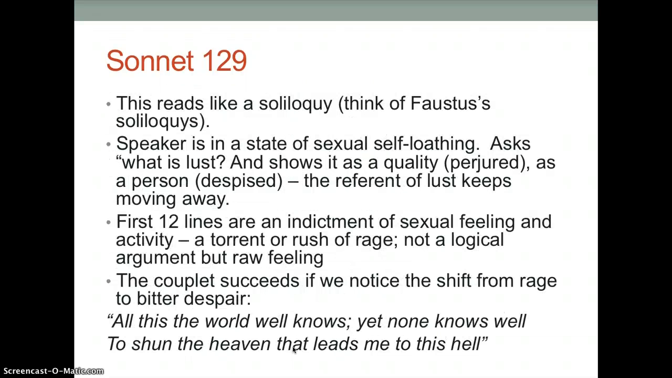So here, of course, it reads like a soliloquy, a sort of individual outcry.